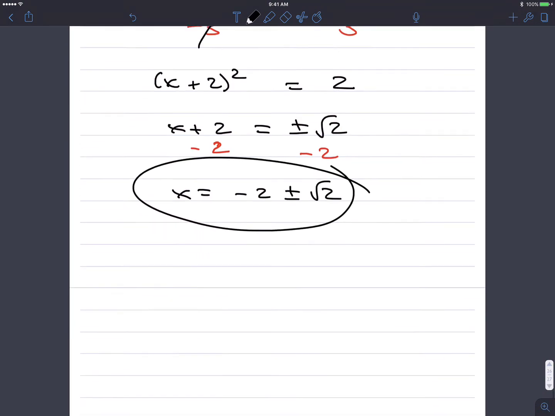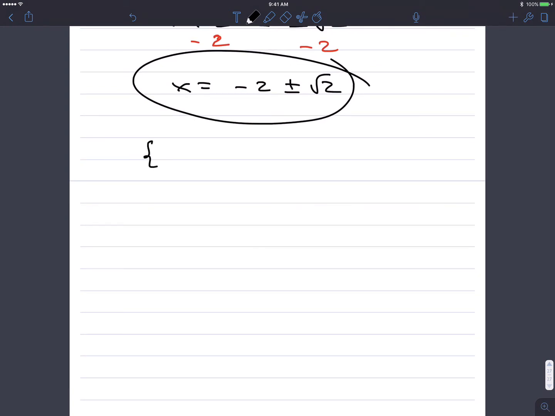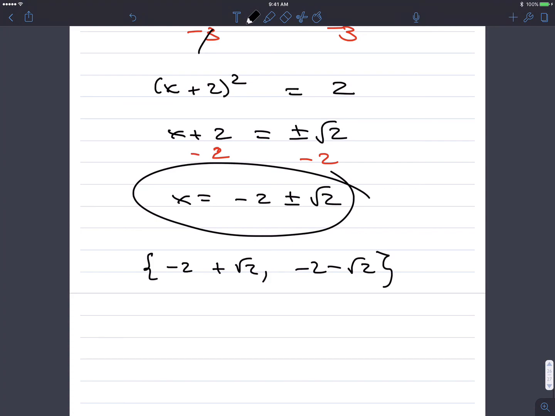Here's my solution. We'll write it this way. Negative 2 plus the square root of 2. Negative 2 minus the square root of 2. And we are done. This is how we solve equations by completing the square.